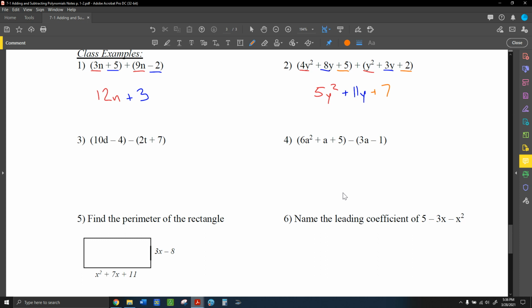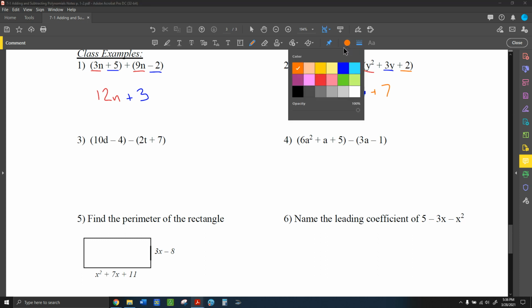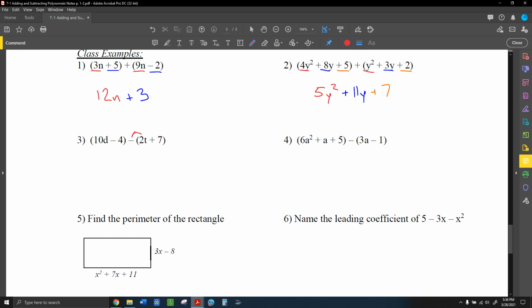Next up, for number 3, we're subtracting two binomials. So what we're going to do is distribute that negative and make it a positive. So I'm going to rewrite this whole expression here. 10d minus 4. And I'm going to include those parentheses. But now we're going to add and then distribute that negative. So we have negative 2t minus 7.